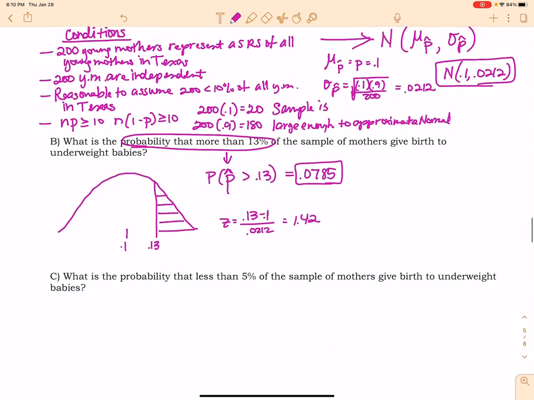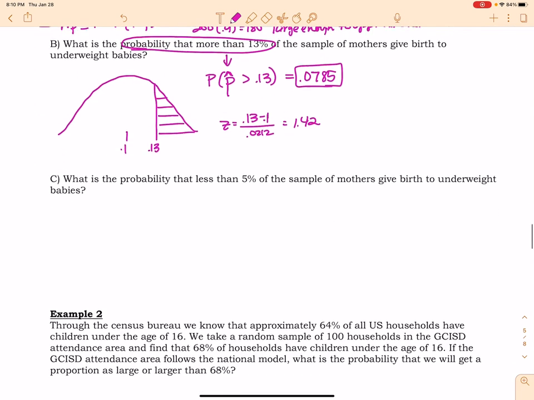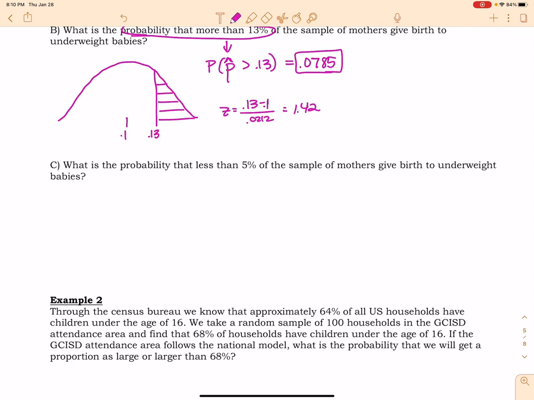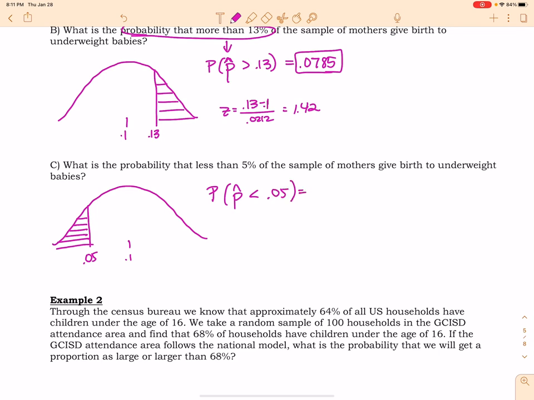There you go. Okay, so part C: what is the probability that less than 5% of the sample of mothers give birth to underweight babies? So again, I'm just going to draw my graph here. 5%, of course, is below 10%, and this is less than. So the probability that p hat is less than 0.05. And again, I can use Statplet, my calculator, whatever. So the probability that less than 5% of the sample will give birth to underweight babies is actually less than 1%. It's just 0.92%.